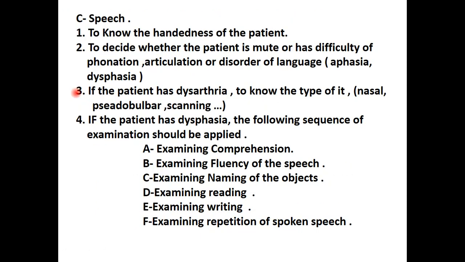It's very important to examine the speech. This is part of general neurological examination. Before you start examining the speech, you have to know whether the patient is right-handed or left-handed, because as we know, we have what we call the dominant hemisphere. The dominant hemisphere is the hemisphere that contains the speech center, the Broca area or Wernicke area.